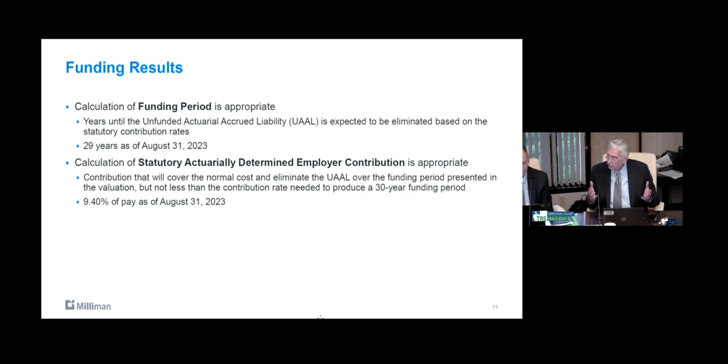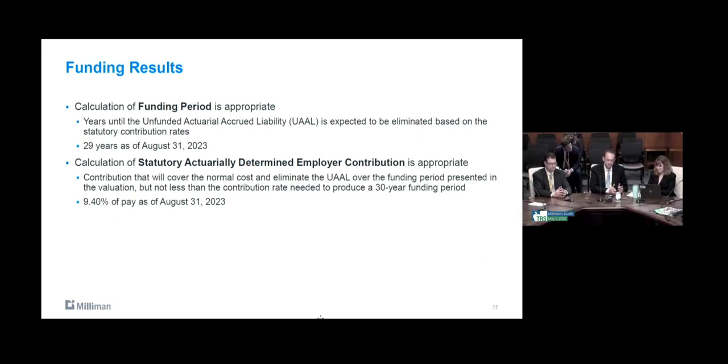What's that percentage point difference in those two rates? Right, so the statutory ADC on slide 11 of 9.4%, that is the contribution rate that would put TRS on a path to paying off the unfunded liability in 30 years. So that's what that rate is.